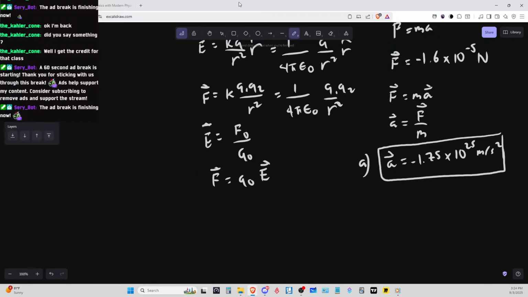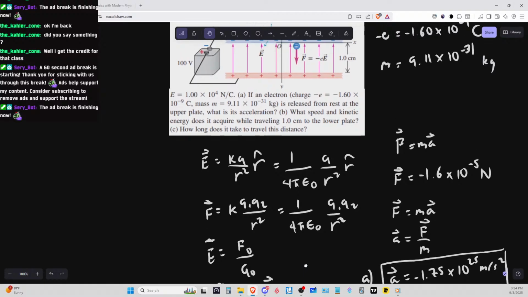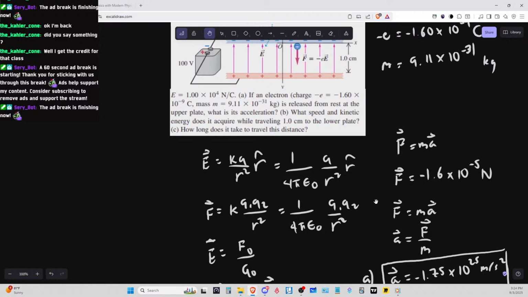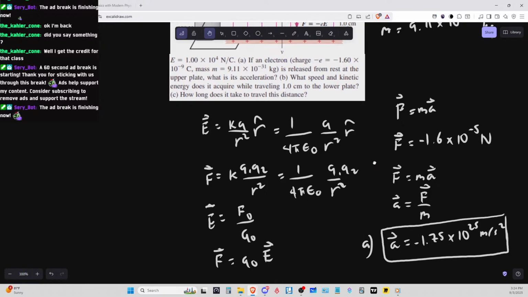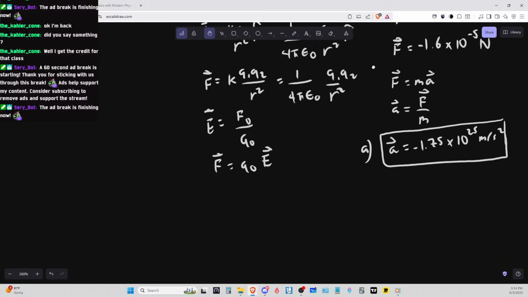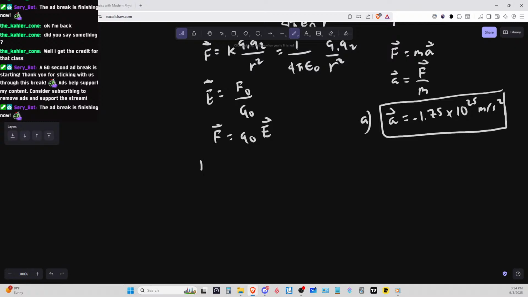Okay, so we got the acceleration. Now, what is the speed and the kinetic energy it acquires while traveling? Okay, so if I remember correctly, kinetic energy is... Sometimes when I see kinetic energy, they write it with T or they write it with K. And I always get confused whenever they do that.